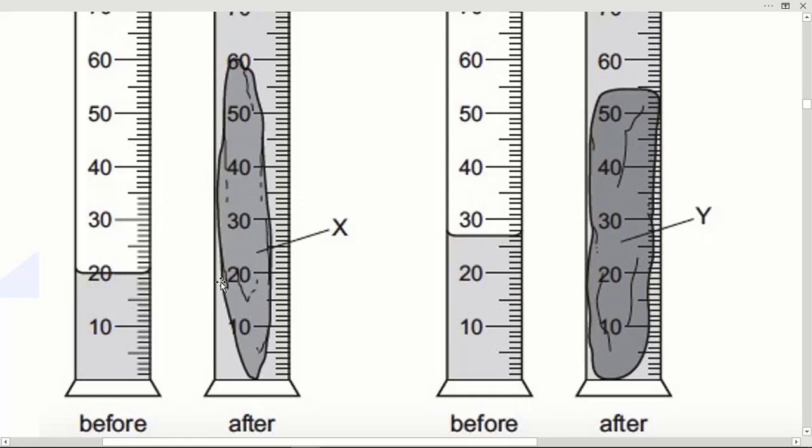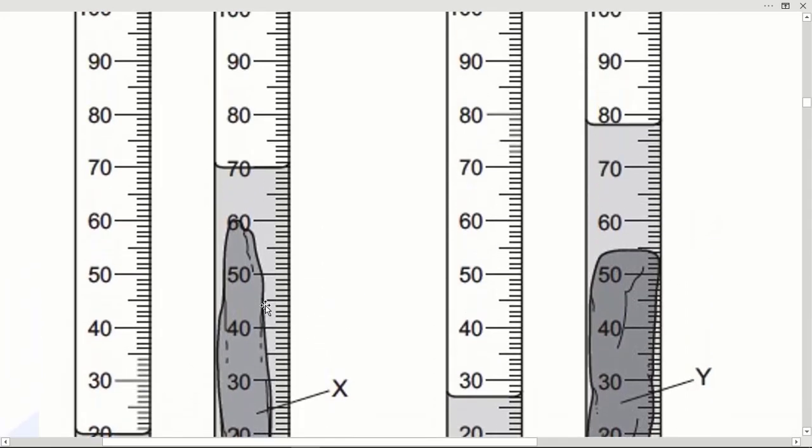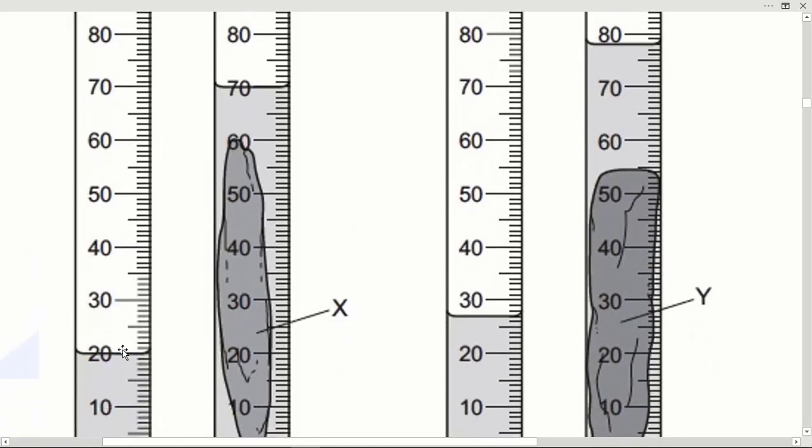After that, when you add different rocks, for example for X, what is the reading now? It becomes 70. So what is the volume of the rock? 70 minus 20. Because before it was on 20, and after putting the rock inside, the volume went to 70. So don't consider 70 as the volume of the rock. This is the volume of the rock plus the volume of the water. If you want to find only the volume of the rock, you have to subtract them. 70 minus 20, it means 50 is the answer.